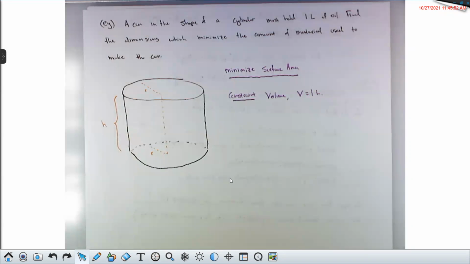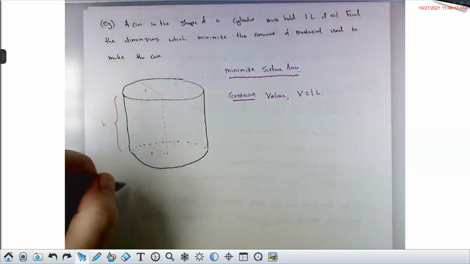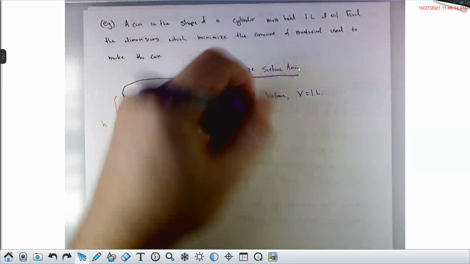So what I need is the equation for the surface area and the equation for the volume. The volume equation is what is going to allow me to solve for one of the variables. And then I'll plug that into my surface area equation, which will allow me to then take the derivative. To find the surface area of this thing, well, first let's talk about the volume.